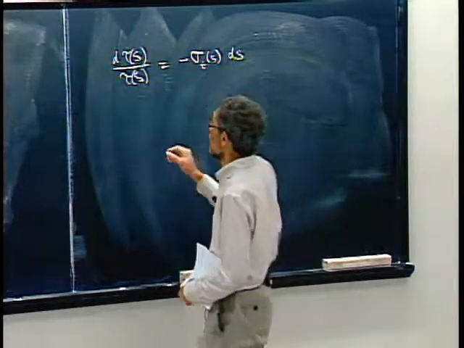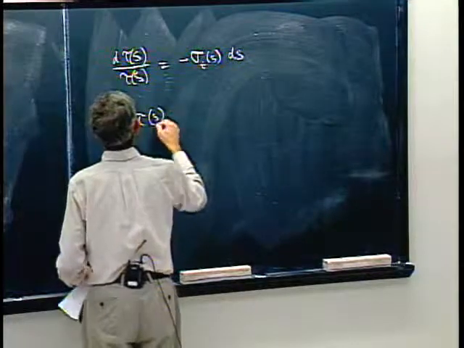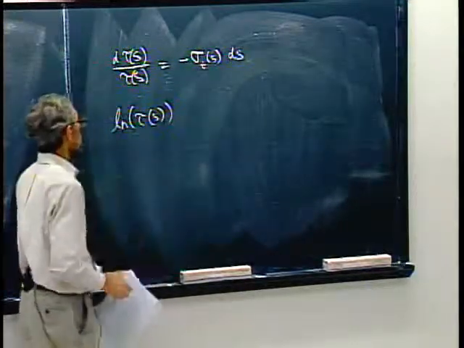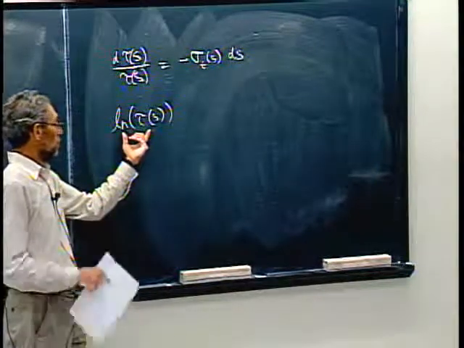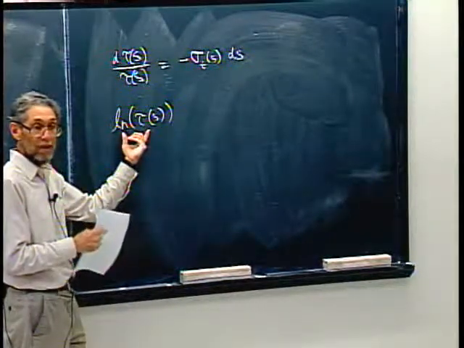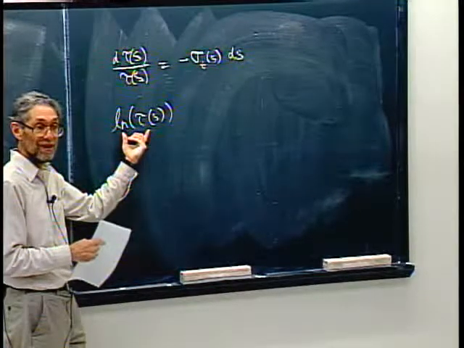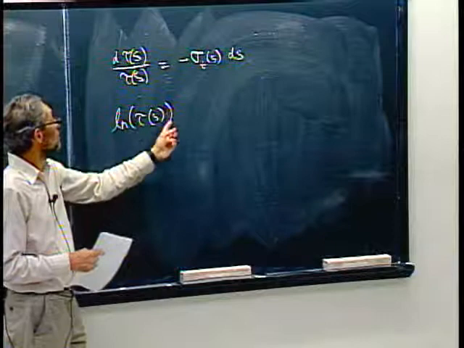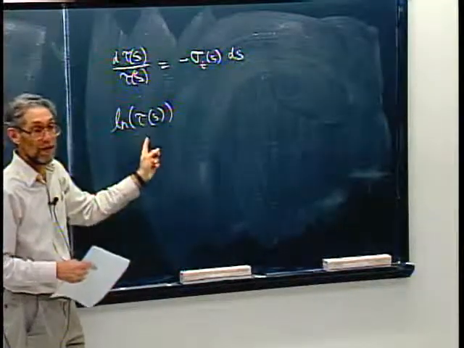Well, you have to remember your calculus. If you take log of tau of s, by the chain rule, it's going to be the derivative of the log of tau, which is 1 over tau. That's the part of calculus you have to remember. Does that sound familiar? Times the derivative of what's inside, which is this part.